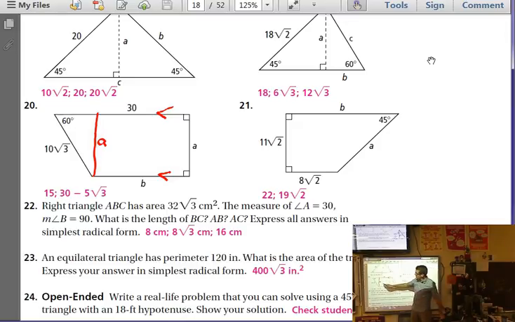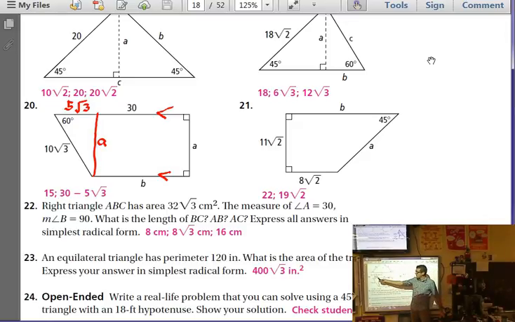I know that my short side, which must be across from my 60, has to be what in comparison to your long side? Half. Half of it. So what's half of 10 radical 3? 5 radical 3. 5 radical 3, right? Because we treat the radical like a variable. So then I know my long side is what comparison in the 30, 60, 90? Times radical 3.